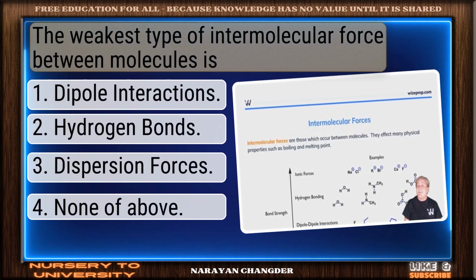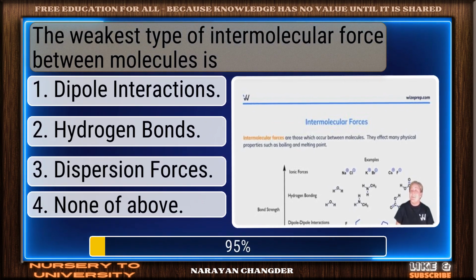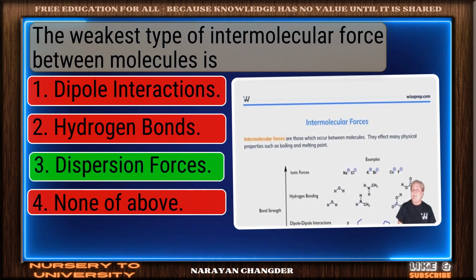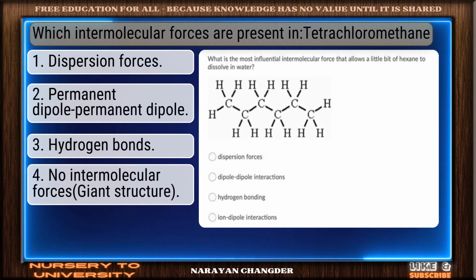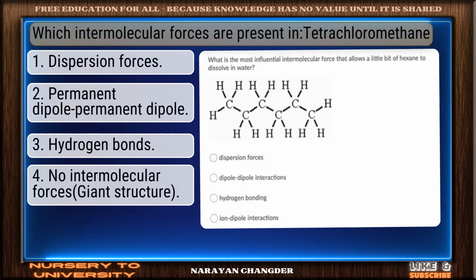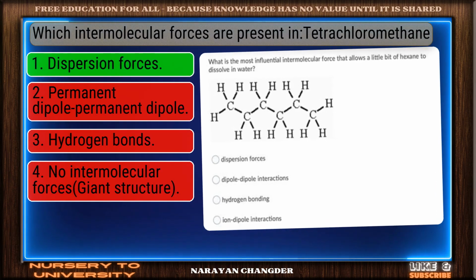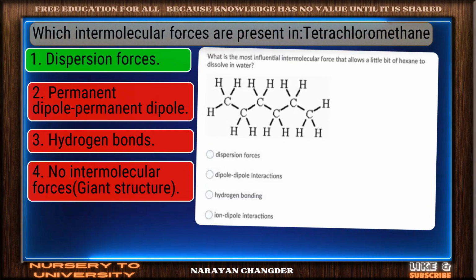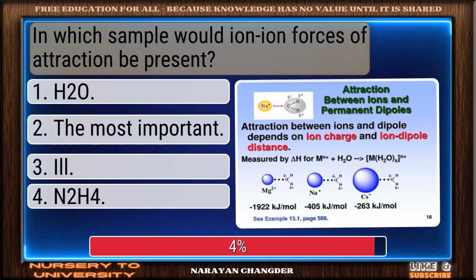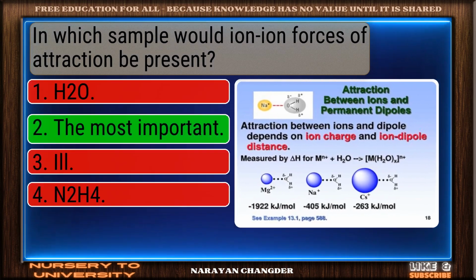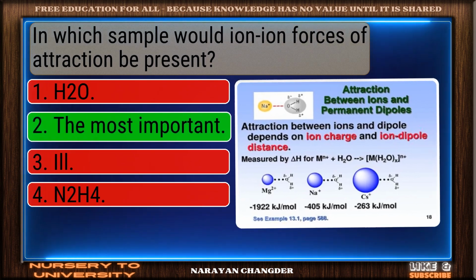The weakest type of intermolecular force between molecules is? Well reasoned. Dispersion forces is the correct choice. Which intermolecular forces are present in tetrachloromethane? On track. Dispersion forces is the correct answer. In which sample would ion-ion forces of attraction be present? Nice work. You chose the most important, and it is correct.